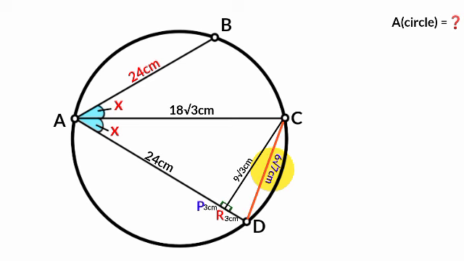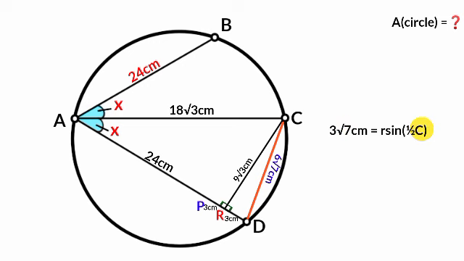Now line CD we know is a chord. The formula for calculating the length of a chord is 2r sine 1 over 2c. So 6 root 7 centimeters equal to 2r sine 1 over 2c. 6 is the same as 3 times 2. This 2 cancels this 2.